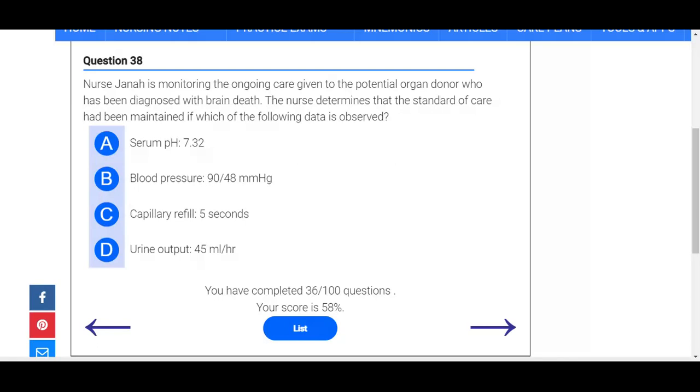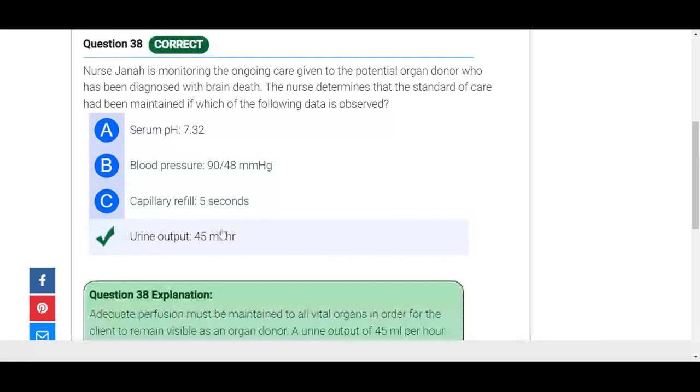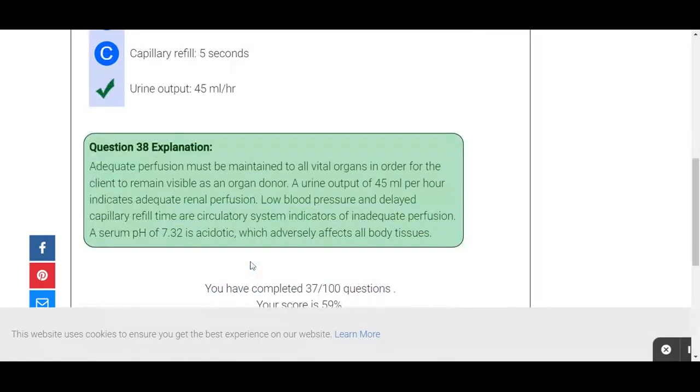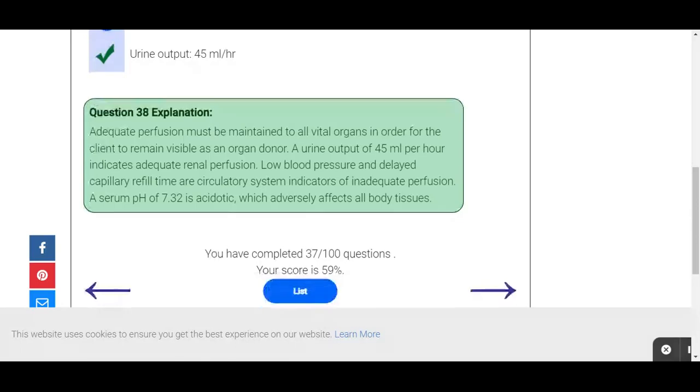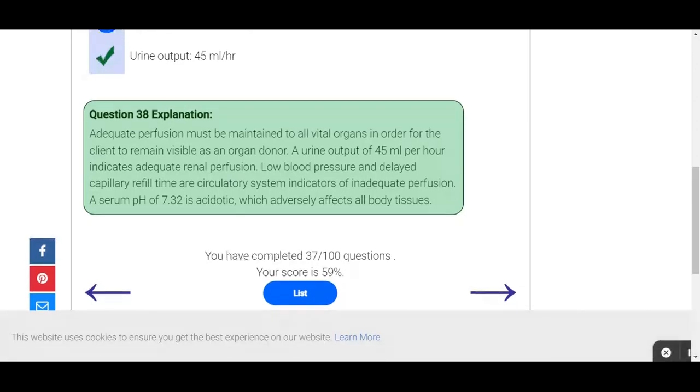I'm not sure, to be honest, if it's the pH or the urine output. But I think it's the pH. But I think it's the urine output. Let's see. Oh, it's correct. It's the urine output. Adequate perfusion must be maintained to all vital organs in order for the client to remain viable as an organ donor. A urine output of 45 ml per hour indicates adequate renal perfusion. That is true. Therefore, there has been healthy perfusion of the organ to be donated.